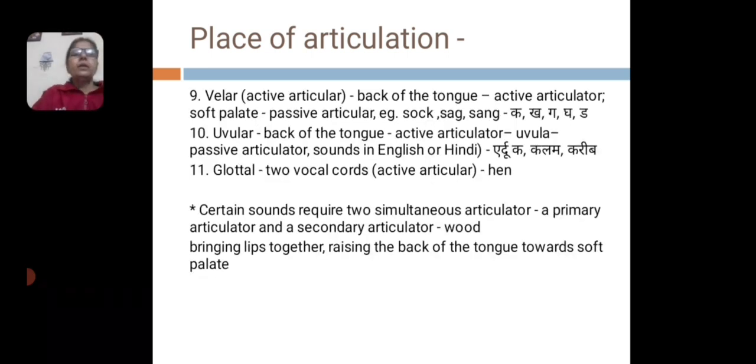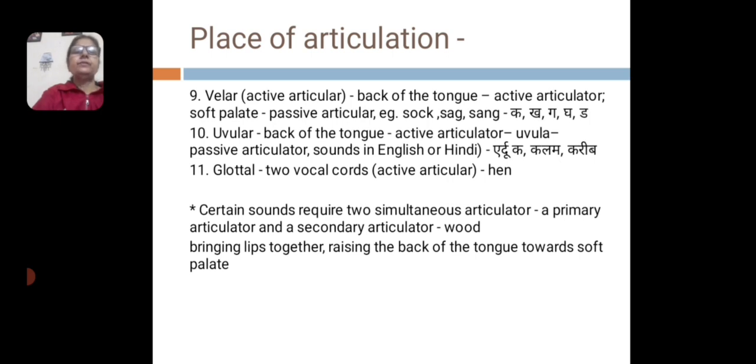Next is velar. In velar consonants, the active articulator is the back of the tongue, and the soft palate is the passive articulator. The sounds produced are, in English, sing, sang. In Hindi there are ka, kha, ga, gha, nga.